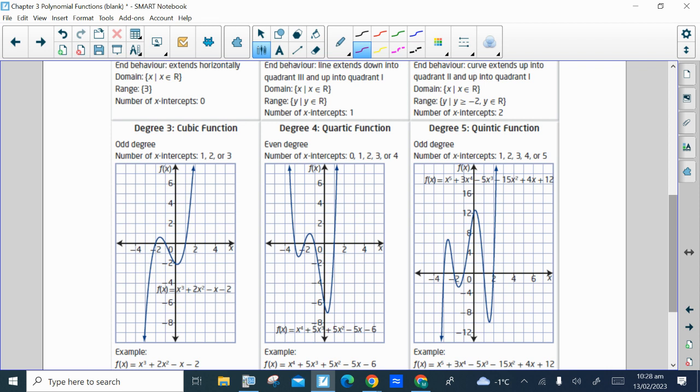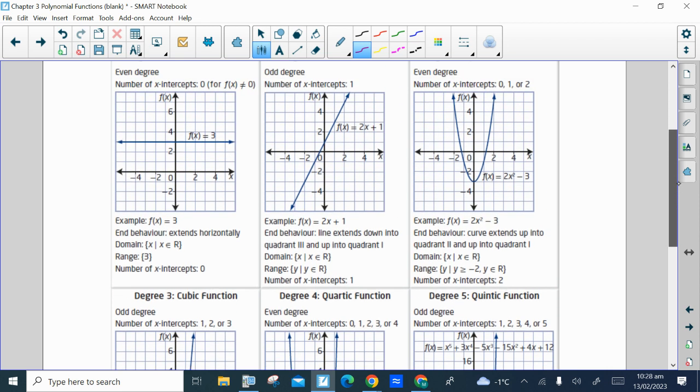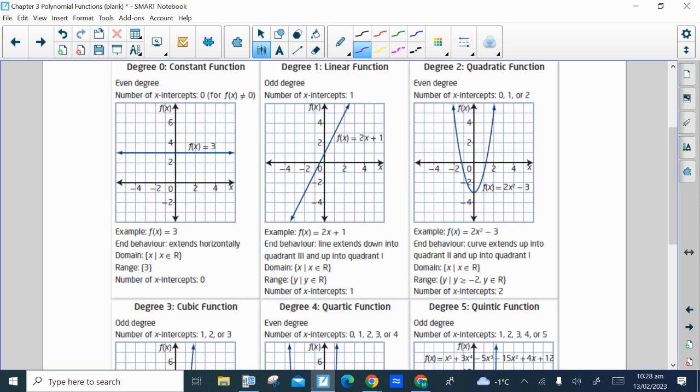Right? Now, let's go back. When we talked about the line, that's the graph of y equals 2x plus 1. That's a degree of 1, and note that there is one x-intercept. If you look at the second one, a quadratic function, that's a degree 2, and notice that there are two x-intercepts.